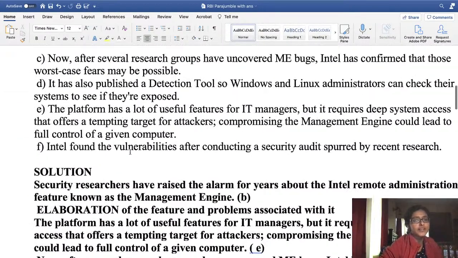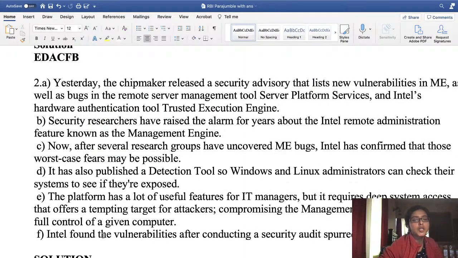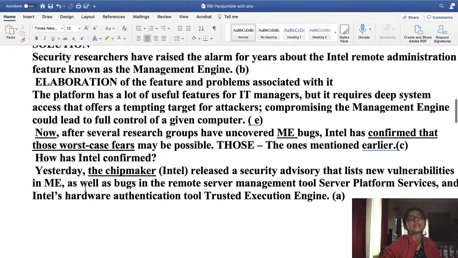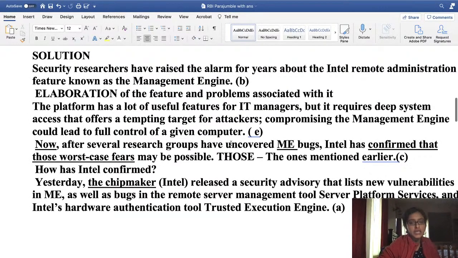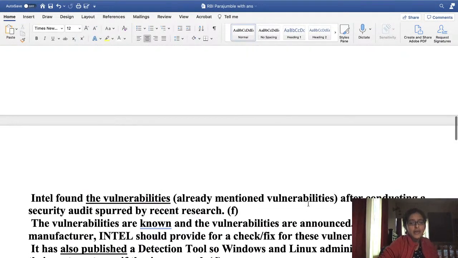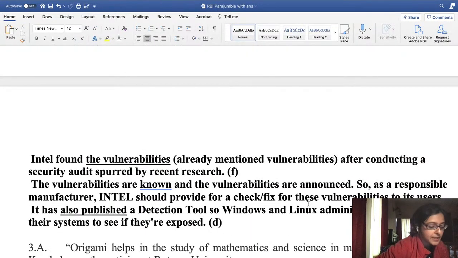It's the Linux. It's what they did. They got a new detection tool, that's D. So the answer is B, then E, then C, then A, F, and D. This is the pattern. It is not tough. It's just that it needs a lot of concentration.